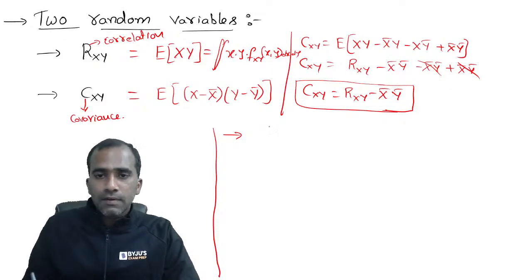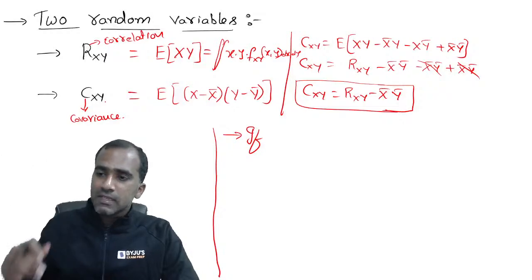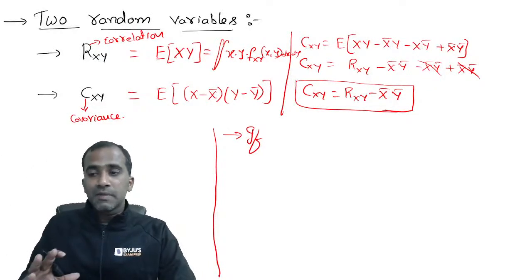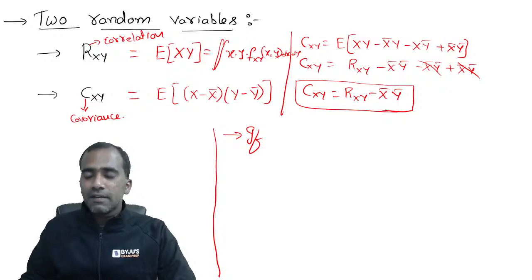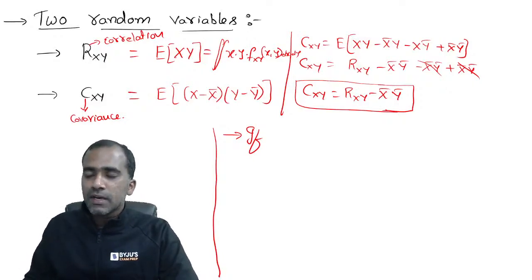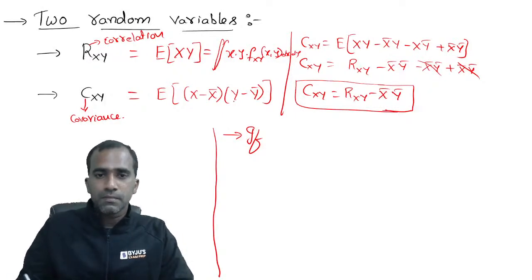Okay, right, wonderful. Now let me tell you the important points regarding this correlation and covariance. Same funda: correlation and covariance we will discuss in random process also. The concept is the same, but we generally call it by a different name. Instead of correlation we call it autocorrelation in random process. Instead of covariance we call it autocovariance in random process.